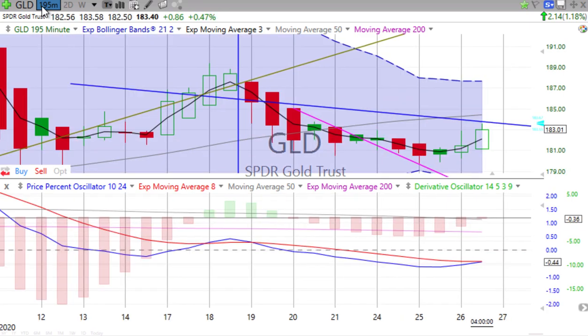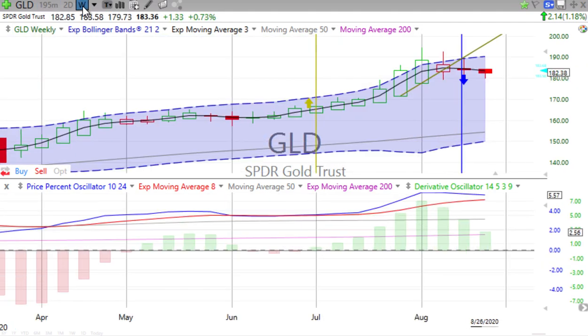What do we see on the half-day chart? It's trying to cross over going up after all that up movement today, both in the morning and the afternoon. Derivative oscillator, barely negative. Price percent oscillator trying to cross over. We'll continue to watch and see how things go. Folks, that's where we are as we end the day.